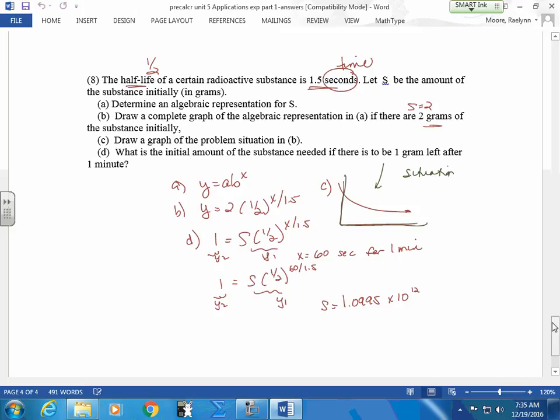Okay, so instead of X being every second, you have a cycle. It's not every second, it's every 1.5 seconds. So again, you started with 2. Did we start with 2? Yep, we started with 2. And we want to see when 1 is left. Draw a situational graph. And what is the initial amount, if there's only to be 1 gram left? That's a separate problem.